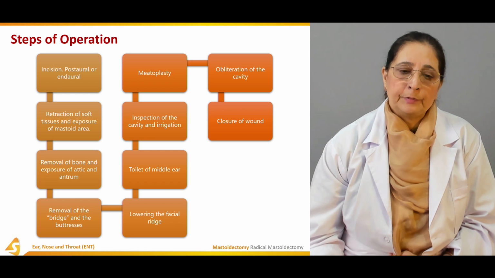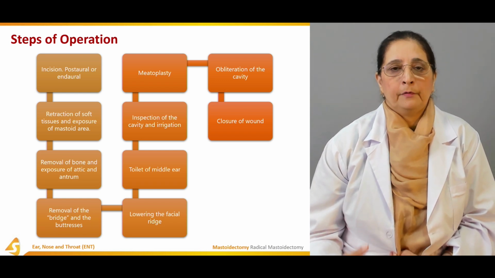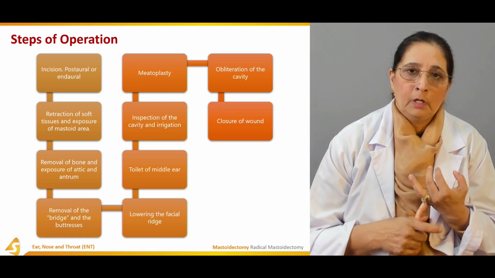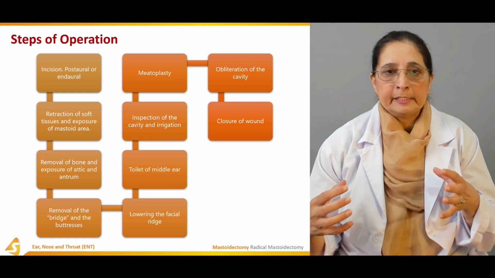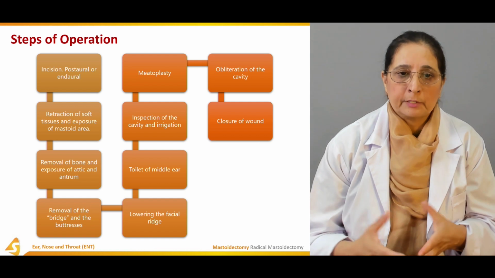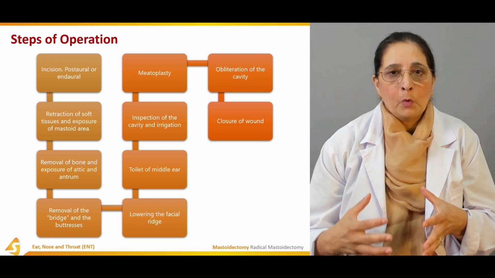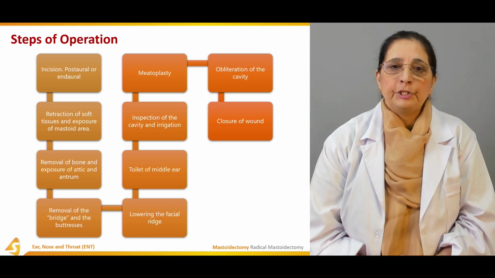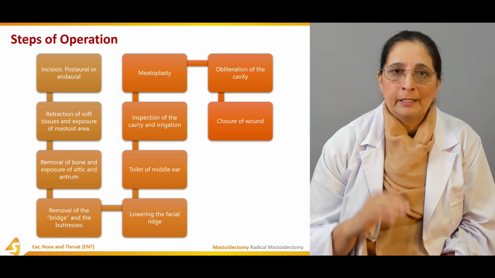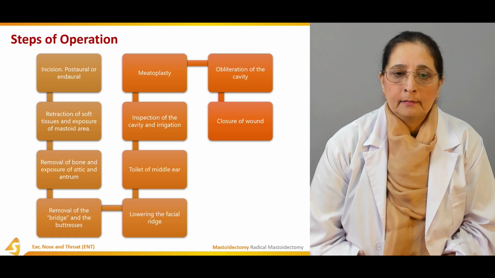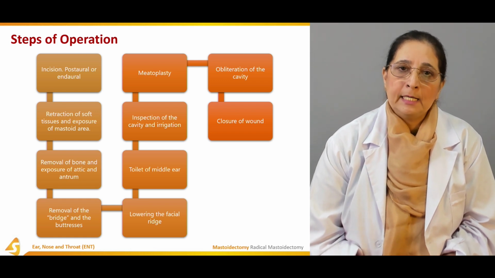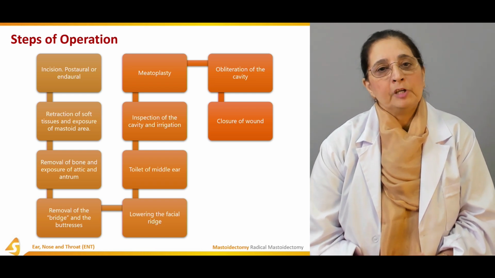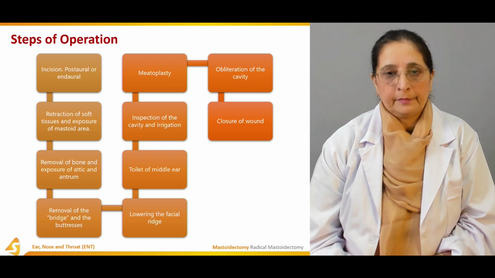So all these are the steps of the operation that can be performed for the radical mastoidectomy. Incision, which can be postaural or endaural. Then we retract the soft tissues and expose the mastoid area. Removal of bone and exposure of attic and antrum, removal of the bridge and buttresses, lowering the facial ridge, toilet the middle ear, inspection of the cavity and irrigation of the cavity, repair of the meatus, obliteration of the cavity, and closure of the wound.